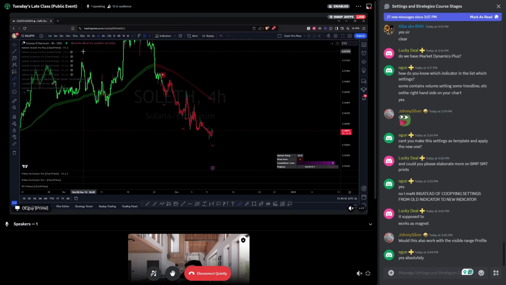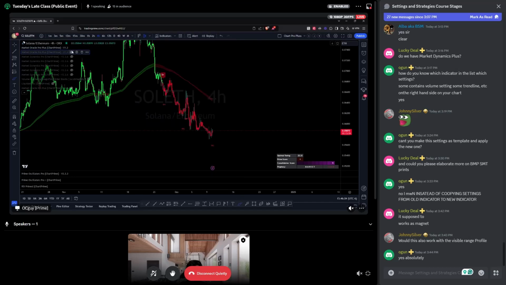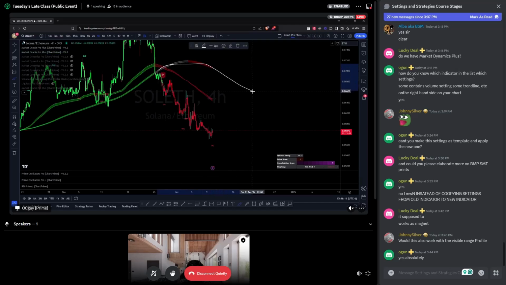And then we also have, if you have the plus version, your quantum reactor. A quantum reactor is very similar to the dynamic reactor, but it's intended to give you a more certain long-term scenario perspective, right? And that's why I also like to have it as a slow setting. So you'll see that at this point, let me turn it on. There we go, my other reactor, all right?